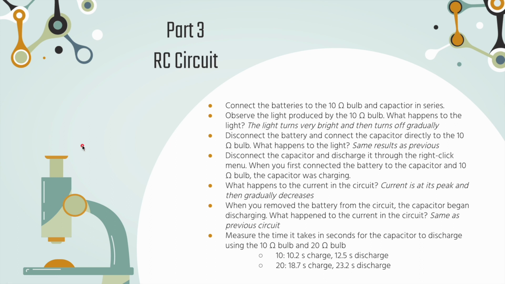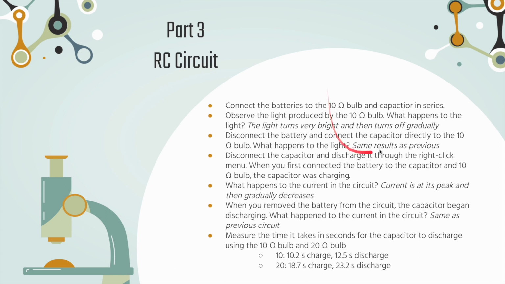Then part 3, for the RC circuits, we connect the battery to the 10 ohm bulb and capacitor in series. Observe the light. What happens to the light? It turns very bright, and then gradually starts to dim until it completely turns off. If we disconnect the battery and connect the capacitor, what happens to the light? Basically the same result. It turns really bright and then starts dimming.